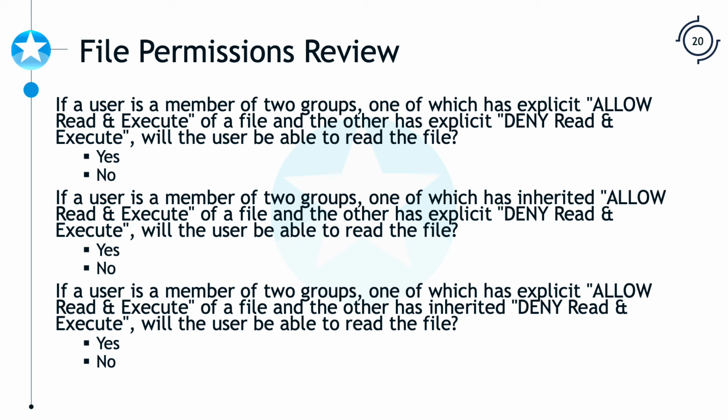Let's run through a couple of questions here. First, if a user is a member of two groups, one of which has the explicit allow read and execute of a file, and the other has explicit deny read and execute, will the user be able to read the file? Yes or no? Question 2. If a user is a member of two groups, one of which has inherited allow read and execute of a file, and the other has deny read and execute, will the user be able to read the file? Question 3. If a user is a member of two groups, one of which has explicit allow read and execute of a file, and the other has inherited deny read and execute, will the user be able to read the file? So think about these for a minute. Pause here if you need to, and then go on to the next page when you're ready.